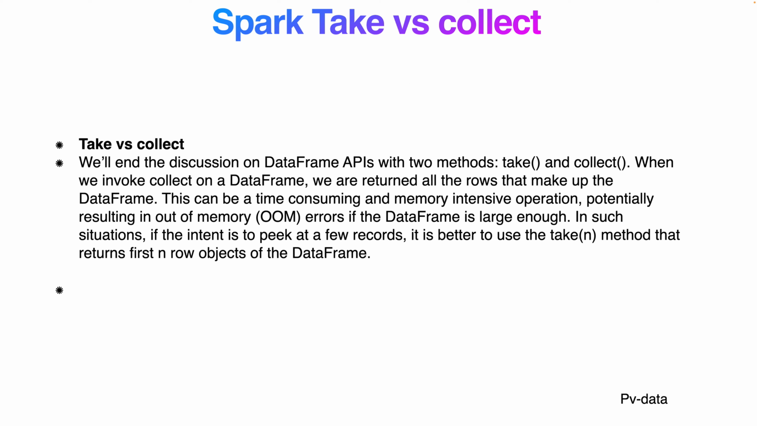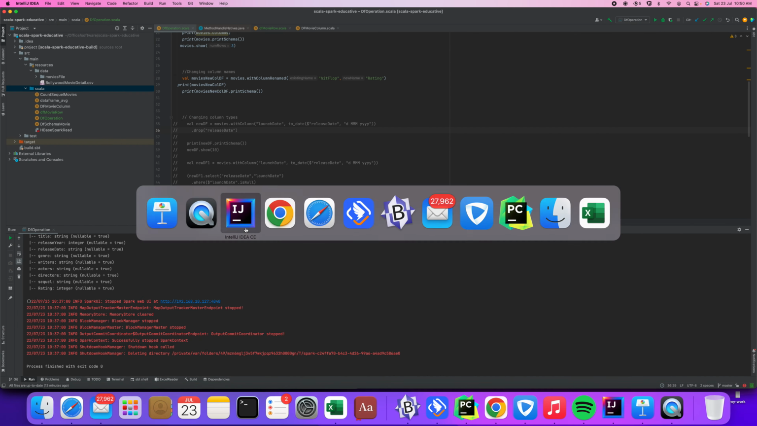This can be a time consuming and memory intensive operation, potentially resulting in an out of memory error if the data frame is large enough. In such a situation, if you intend to pick a few records, it is better to use the take method that returns the first n row objects of the data frame. So now let's do some practical.